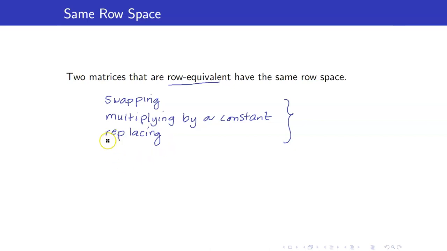We can see that especially for replacing. For example, you have, let's say, R1 plus 2R2. That would be your new R1. So therefore, your new R1 is a linear combination of the old R1 and the old R2. So that is why if two matrices are row equivalent, definitely they will have the same row space.